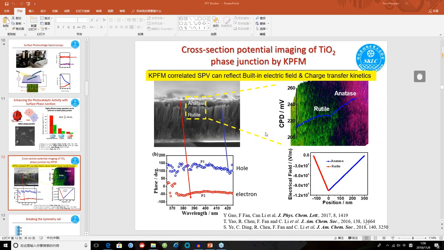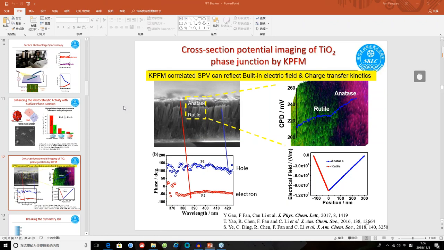Thank you. Another question here, I think also for Professor Fan, more about the setup that you built. Why did you choose this specific instrument, the Dimension Icon, to create this SPV spectroscopy?